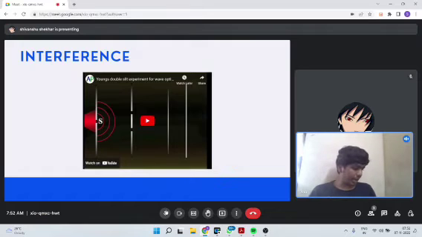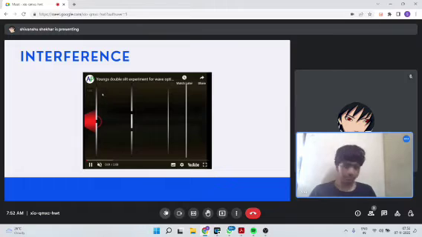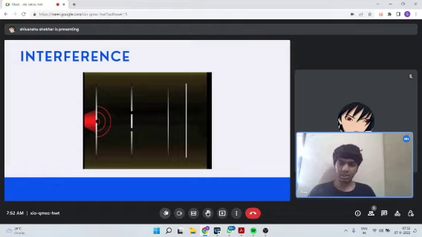To get a better idea of this, let's see a demonstration for the same. Here, this is a source which is creating light, and through diffraction, we'll see the two slits which are here. They're going to become point sources, which are S1 and S2.